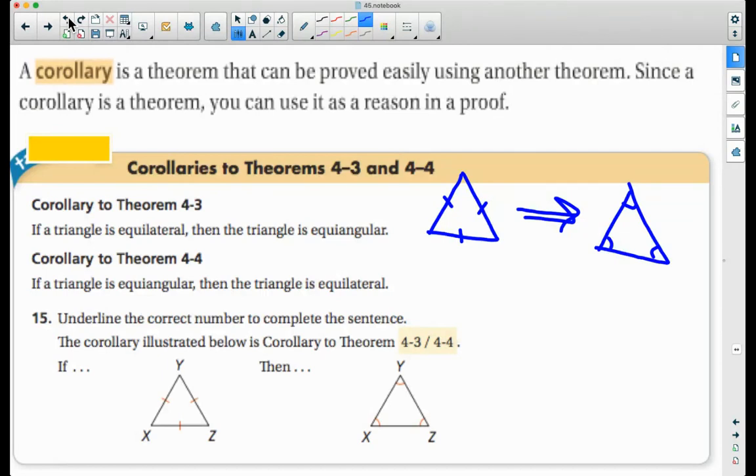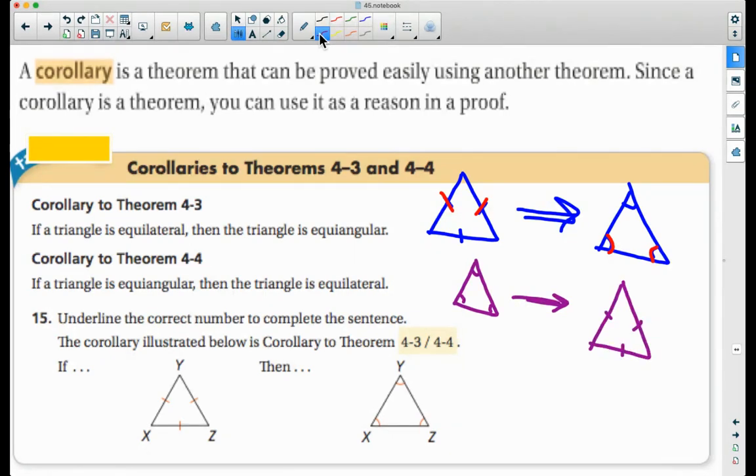And you can see why this is a corollary, because it's very similar to the isosceles triangle theorem. Now I just add in the third side and the third angle to make it equilateral and equiangular, that's it. All right, and the corollary to the converse of the isosceles triangle theorem says something very similar. It says that if a triangle is equiangular, then it's also equilateral. So it works both ways.